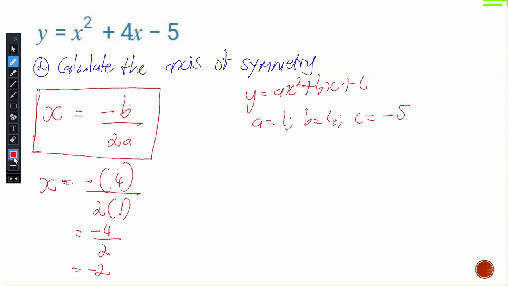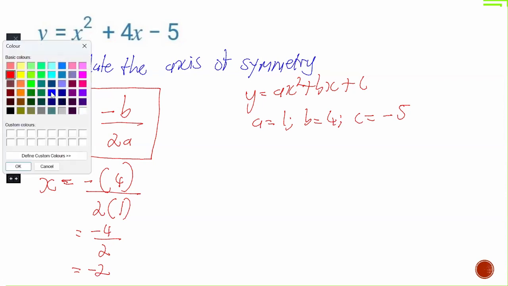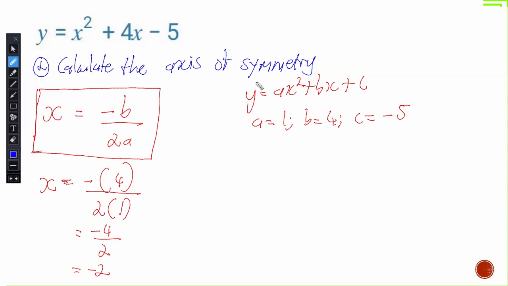But the axis of symmetry goes hand in hand with the turning point, right? So after the axis of symmetry, sometimes they can just say calculate the turning point. You cannot find the turning point without the axis of symmetry. So number 3, calculate the turning point.